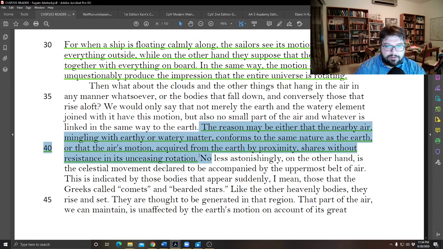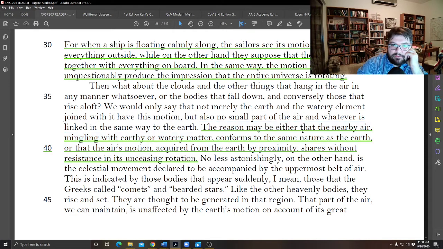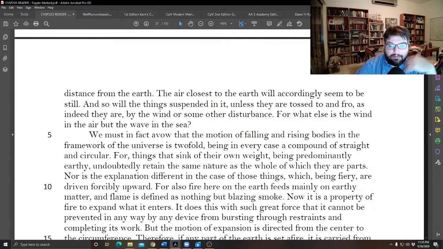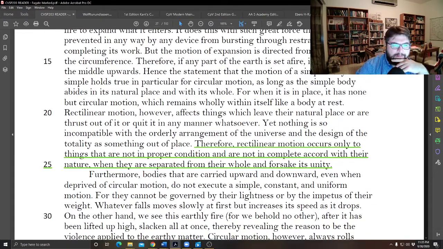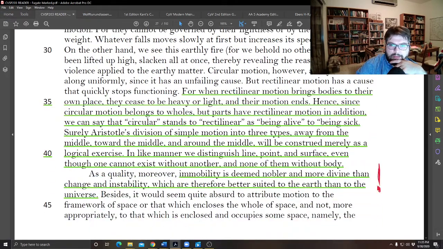So here's the answer to those questions about birds and other things. Why don't they get left behind? Because due to their proximity, they share in the nature of the Earth or in the Earth's motion, right? Either they're dragged along with the Earth because they're close to it, or because it's natural for them to remain around the Earth. Not a great argument, right? Okay.